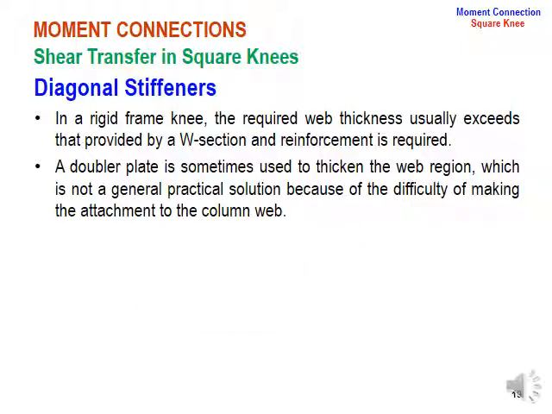Now we're talking again and again about the diagonal stiffener. In a rigid frame knee, the required web thickness usually exceeds that provided by a W section, and reinforcement is required. Whatever the TW you have calculated without the diagonal stiffener needs to be compared with the thickness of the web that is continued, either of the beam or the column, whatever the case is.